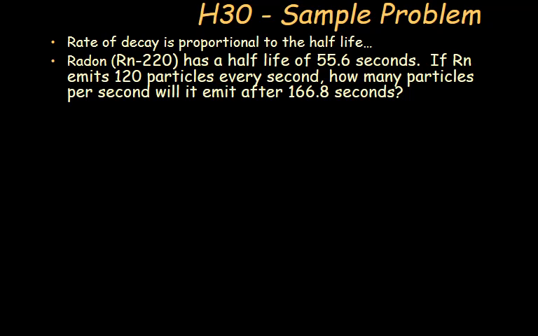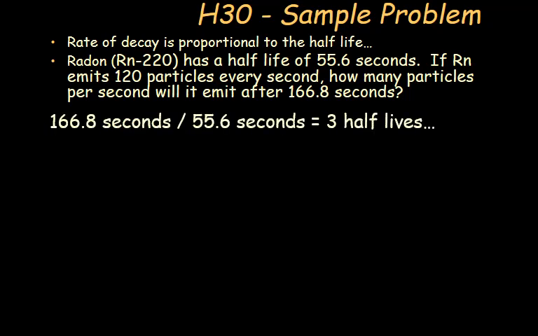All right, so rate of decay, again, is proportional to the half-life. Radon has a half-life of 55.6 seconds. If radon emits 120 particles every second, how many particles per second will it emit after 166.8 seconds? Let's use the same kind of logic here. See how you can do. Go ahead and pause the clip and give this a try. When you're ready to check, you can hit play to continue.